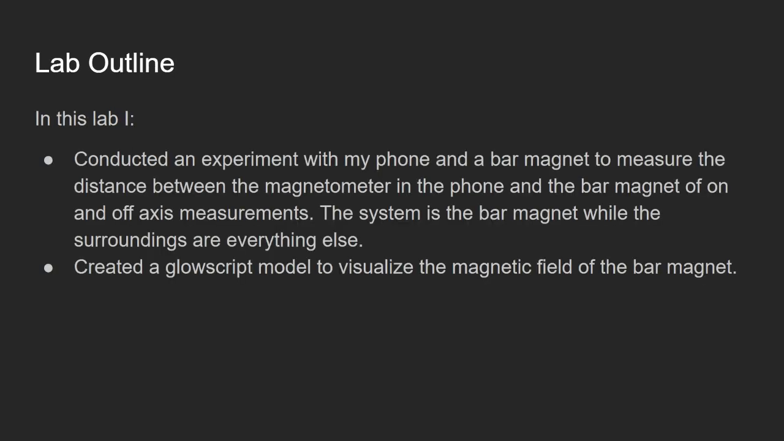For this lab, I conducted an experiment with my phone and a bar magnet to measure the distance between the magnetometer in the phone and the bar magnet, for on and off axis measurements. The system is the bar magnet while the surroundings are everything else. I then created a GlowScript model to visualize the magnetic field of the bar magnet.